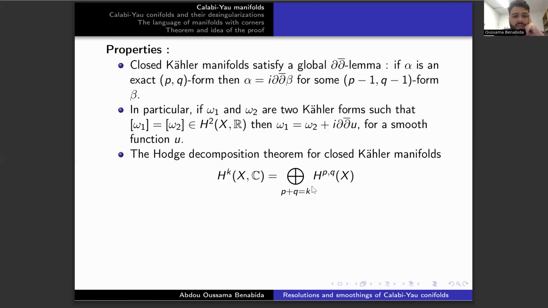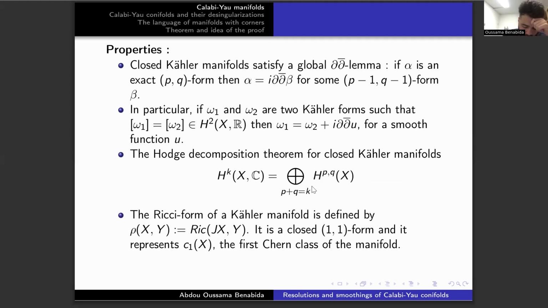Another fact of Kähler manifolds is that we have the Hodge decomposition theorem. For closed Kähler manifolds, the kth cohomology with coefficients in C can be split as a sum of these Dolbeault cohomology groups H^{p,q}.